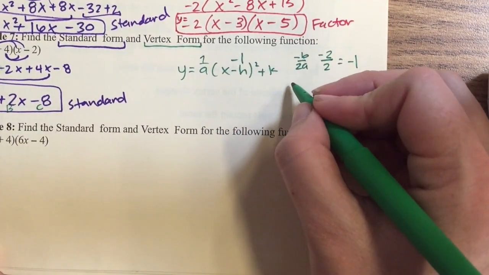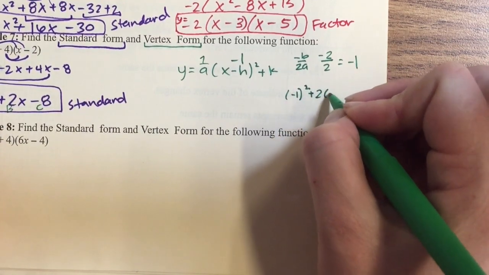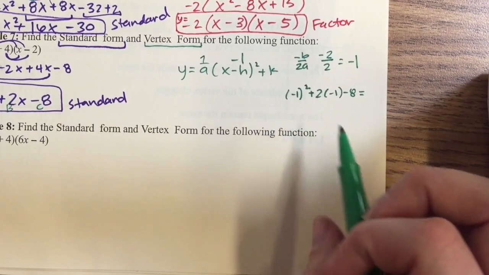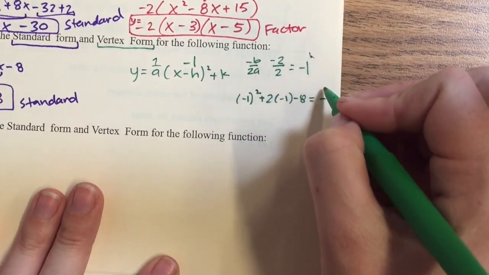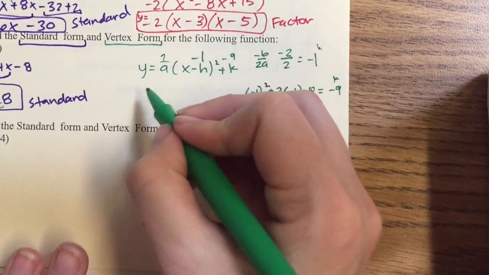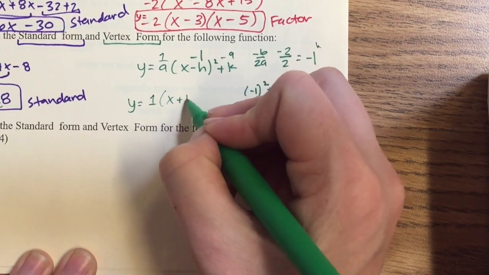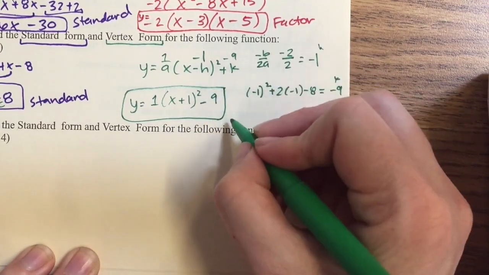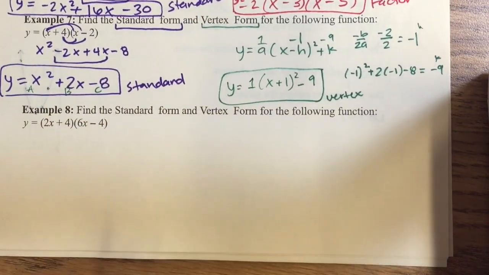Then I plug it in. -1 squared plus 2 times -1 minus 8 equals -9. Which means my final equation is 1(x, 2 negatives make a plus), and a -9 at the end for vertex form. Problem number 8, standard form, I distribute it.